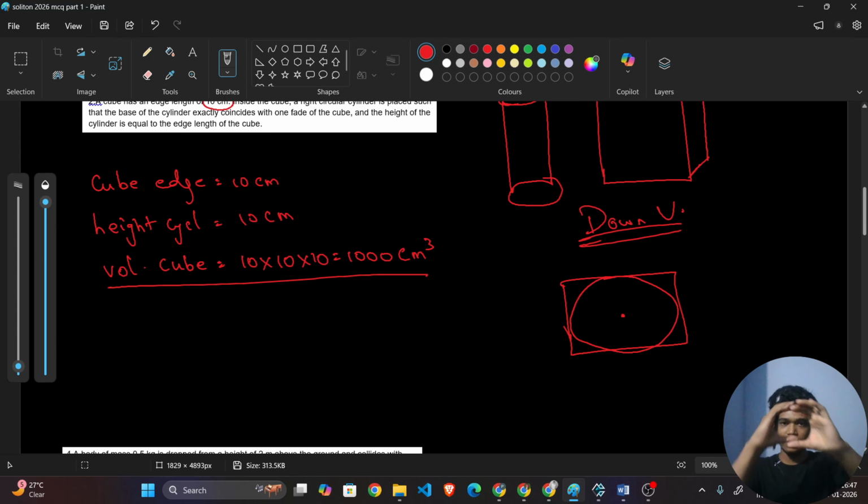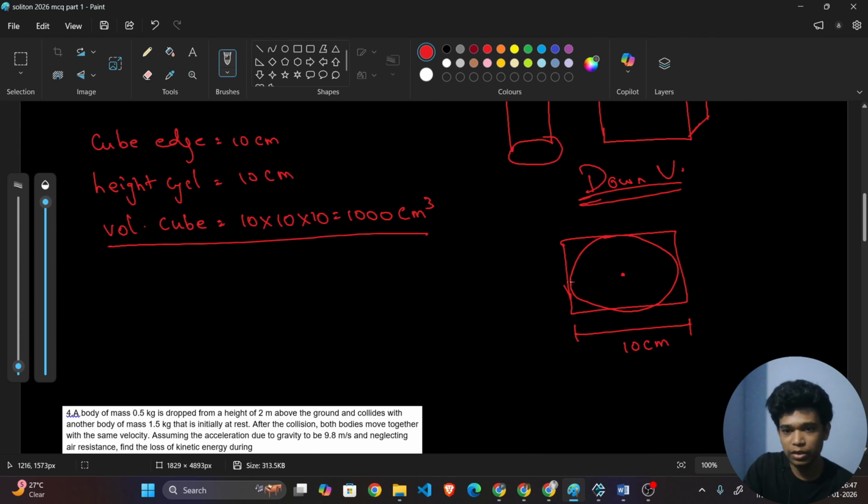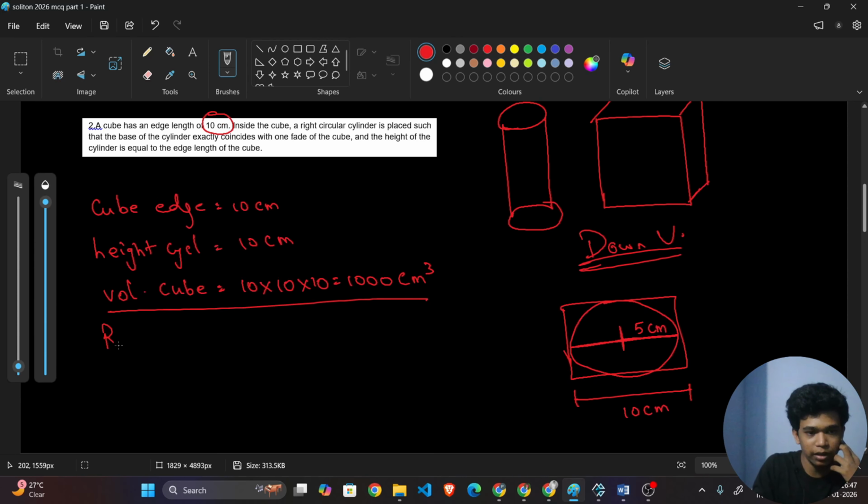When you see the cylinder from the bottom, it will be like a circle. And what is the edge length? Edge length is 10 centimeter as they have given already. From this I can tell you the diameter of this circle is going to be 10 centimeter, which means the radius is going to be 5 centimeter. So I have got the cylinder's bottom circle radius. Now let me include that in the given: radius is equal to 5 centimeter.